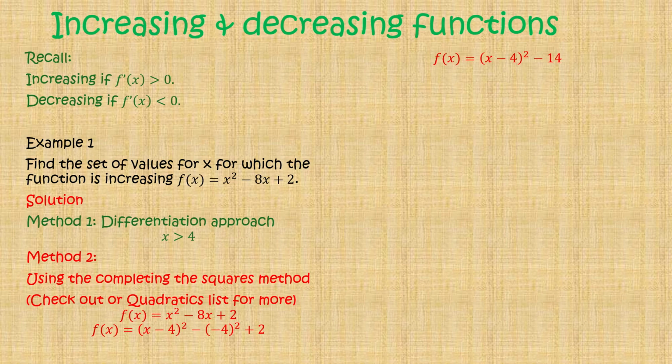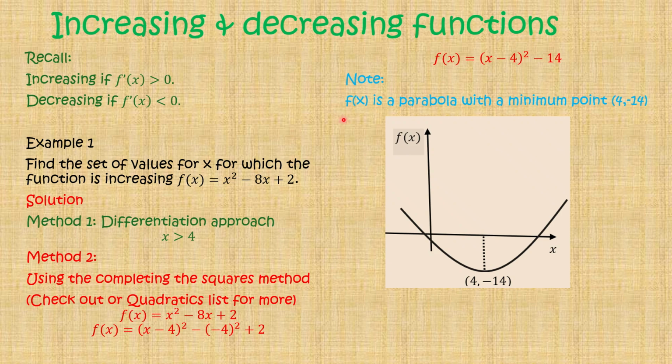Now with that, simplifying further, we are going to get f of x being (x minus 4) squared minus 14. And take note, f of x is a parabola with a minimum point (4, minus 14). And I encourage you to check out the quadratics list. We cover this in great detail.